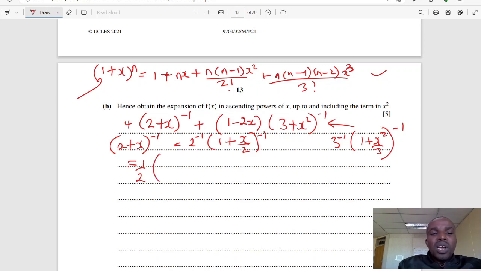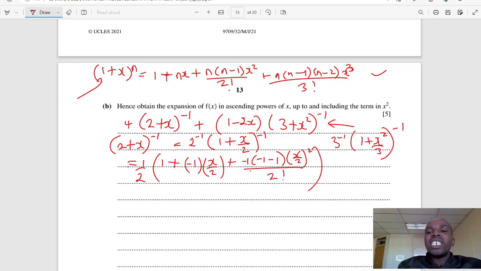Then it will be 1 plus nx, where n is the power, that's minus 1, times x, which is x over 2. That's my x. Then plus n minus 1, minus 1, minus 1, then x squared, that is (x over 2) squared, over 2 factorial, like this. So they said up to the term in, or including, x squared.